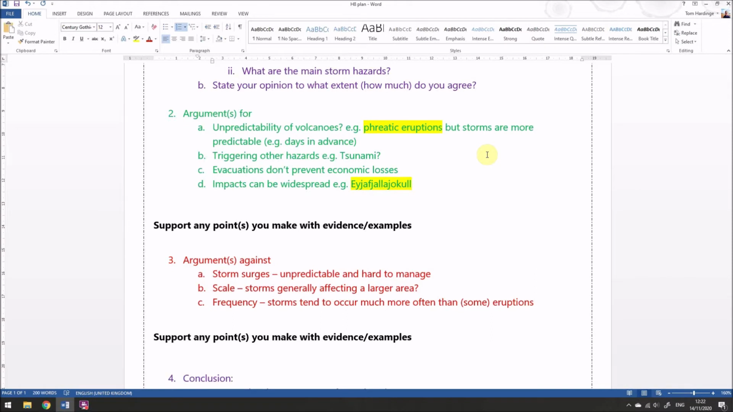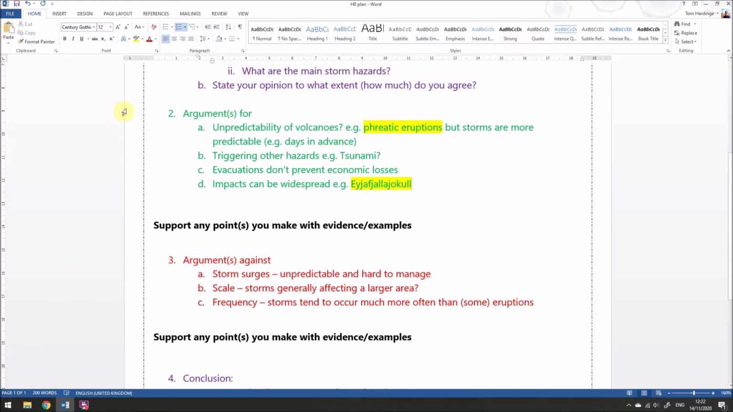Whatever you do within your arguments, make sure that you are supporting those points and arguments with evidence and examples. Eyjafjallajökull is the main example that we have studied, but you will need to probably draw upon other examples of volcanic eruptions that you have studied.